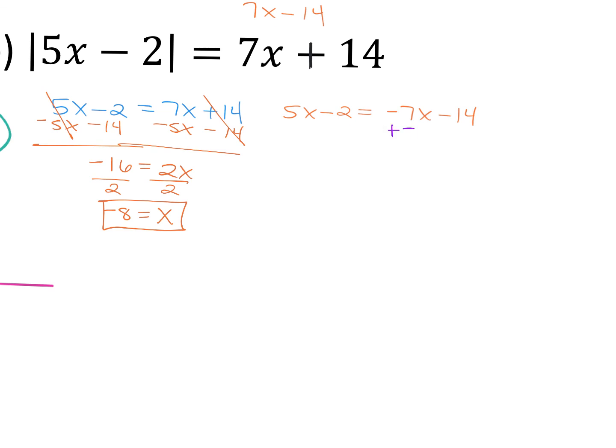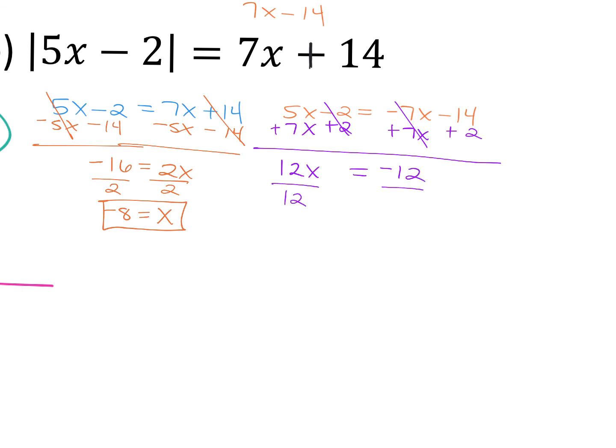I would add 7x to both sides. So I get 12x here, and then add the 2 to the right side. This is gone, this is gone. 12x equals a -12. And then divide by 12. So x is -1. Like, which one was wrong? Which one's extraneous? You'll get a point off. Because the extraneous is a point and the answers are a point.